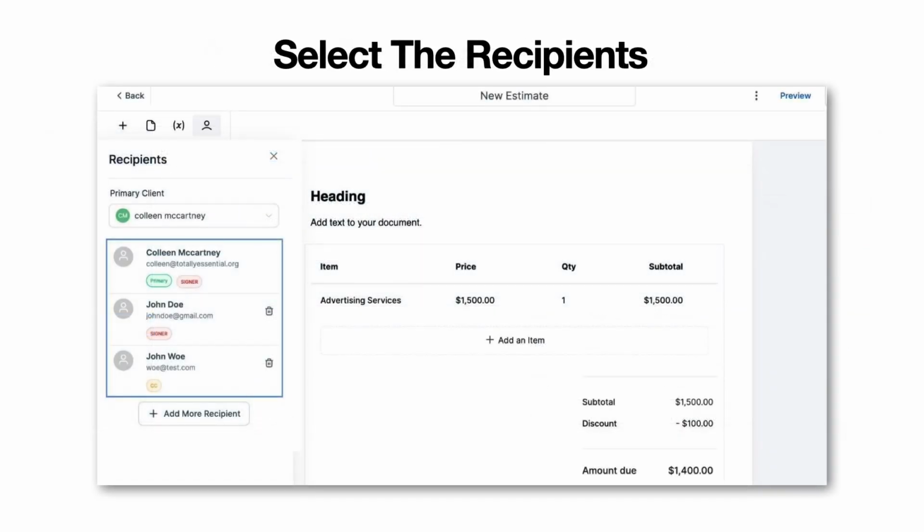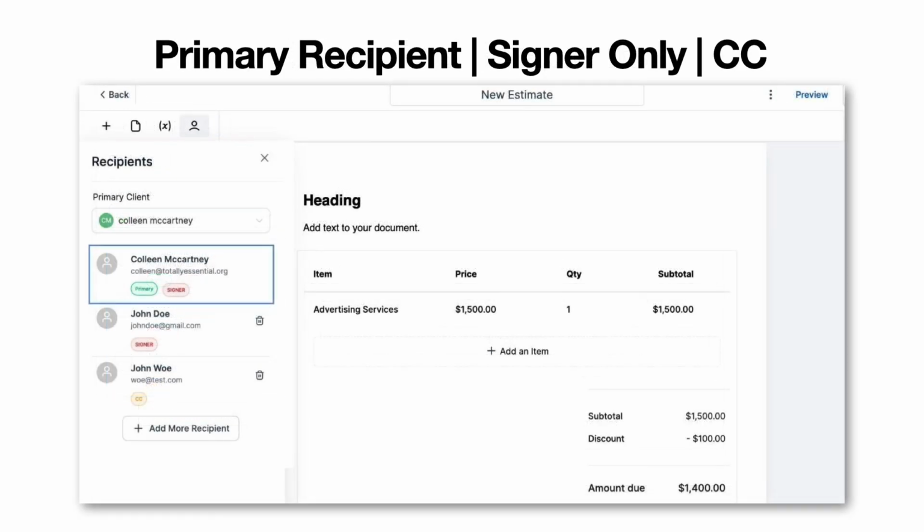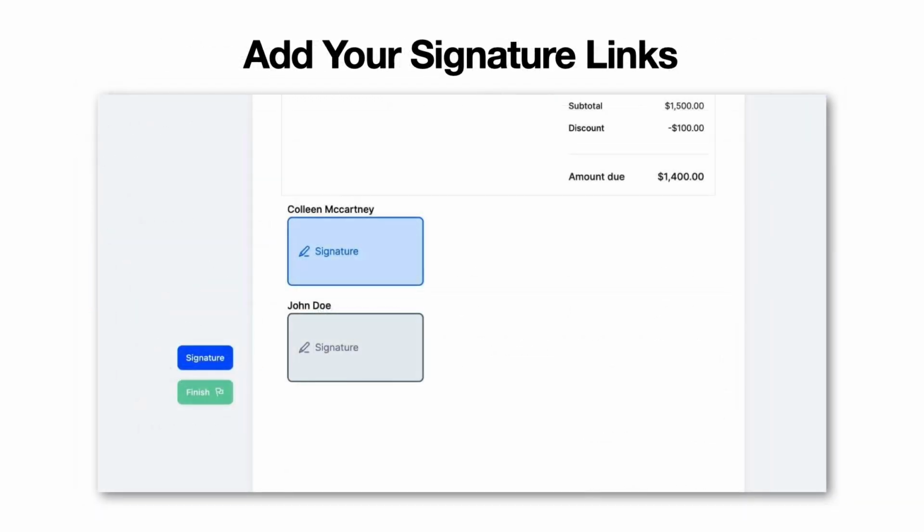Now you're going to select the recipients. You can add as many as you'd like. You're going to have the option to allocate a primary recipient, signer only, and any CCs that you'd like to make. Now you're going to have access to those primary signature links so that you can put everything within your document.